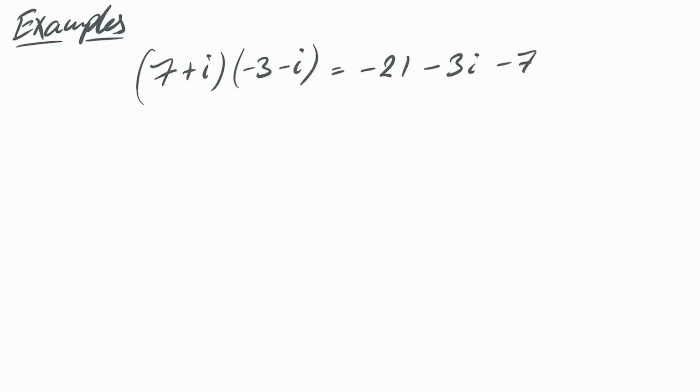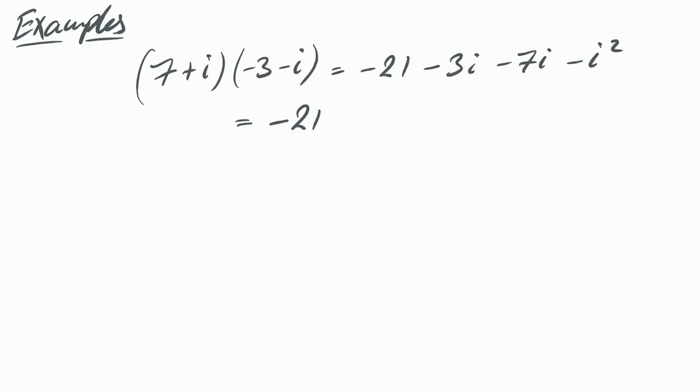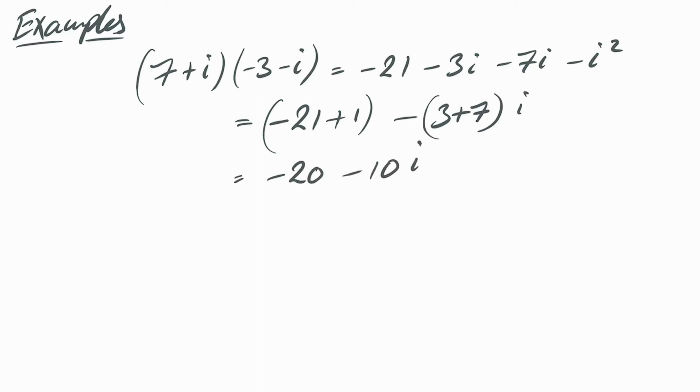Just some examples. If we multiply these two numbers together, then all we do is just multiply this out algebraically as we normally would, and we collect the terms which are real and the terms which are imaginary separately. So we have minus 21 plus 1 from the i squared, minus 3 plus 7 times i, and this comes out to be minus 20 minus 10i.